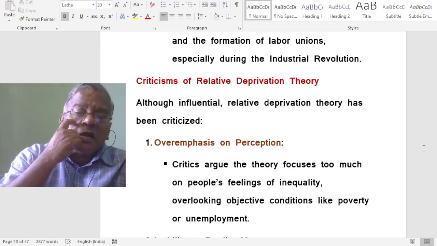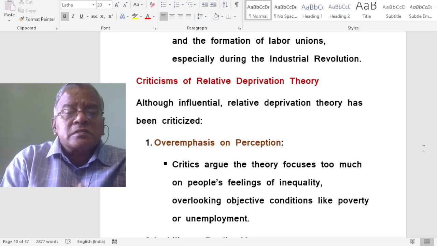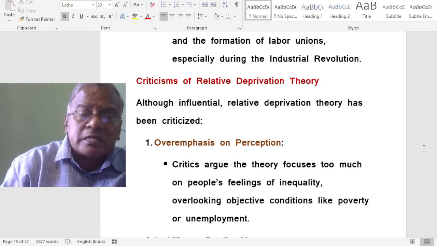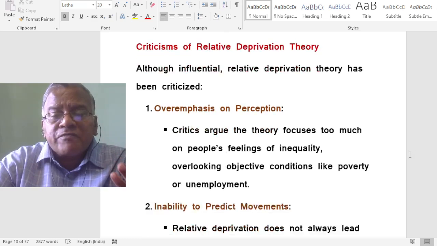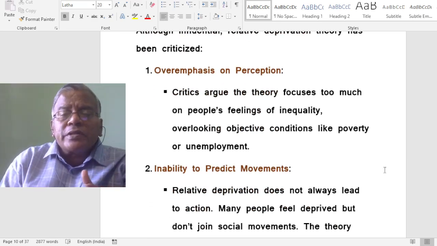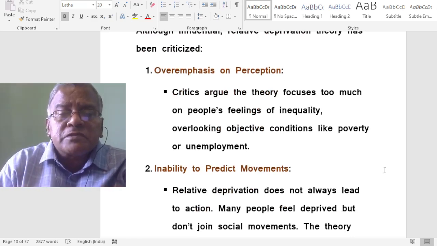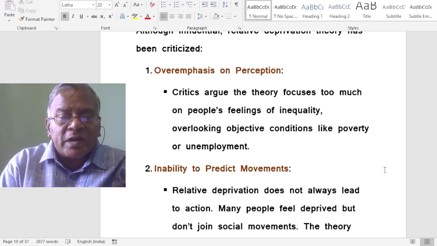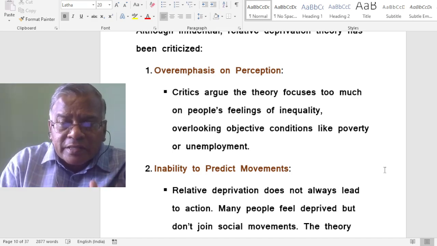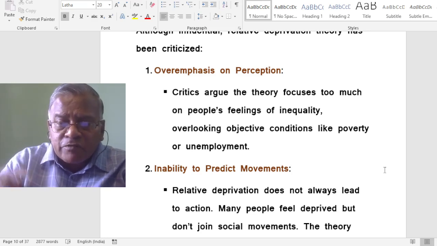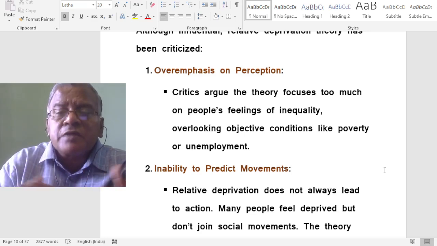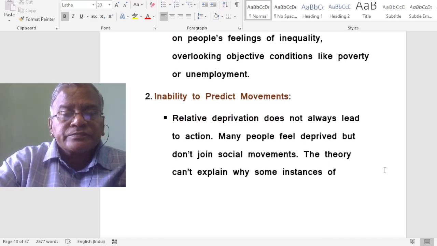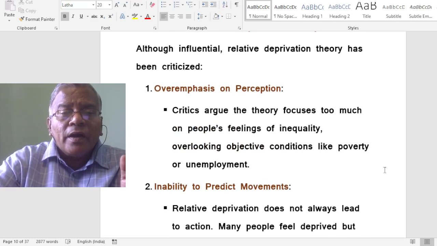Now, let us analyze what are the criticisms of relative deprivation theory. Although influential, relative deprivation theory has been criticized for the following reasons. Overemphasis on perception. Critics argue that the theory focuses too much on people's feelings of inequality, overlooking objective conditions like poverty or unemployment.